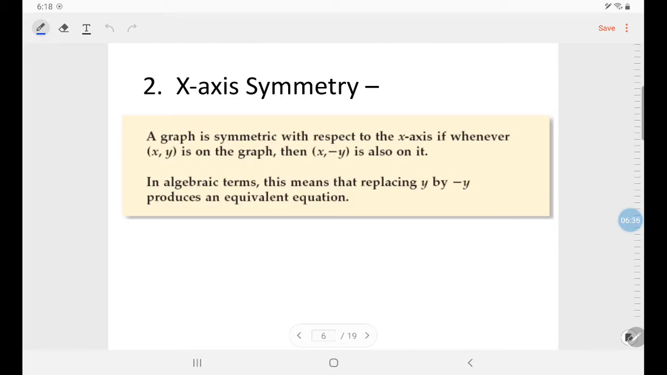So here's your definition for x-axis symmetry. Again, if the graph contains (x, y), it also has (x, negative y), meaning change the y, the rest stays the same. And like we said, if you replace y with a negative y, it's equivalent either way.